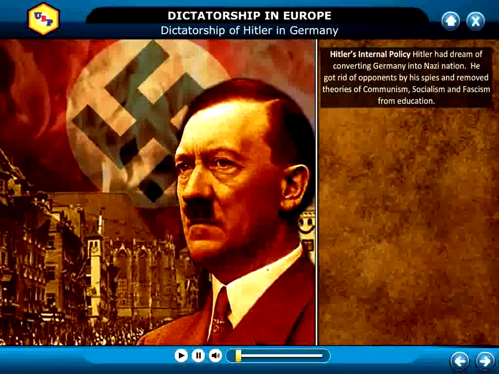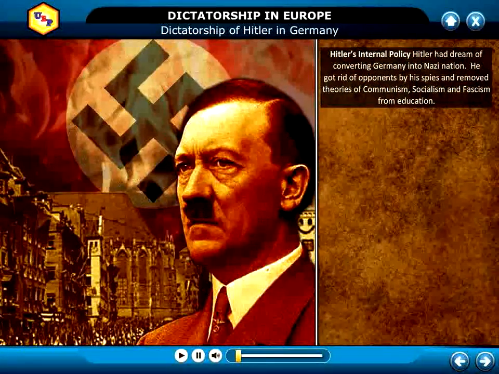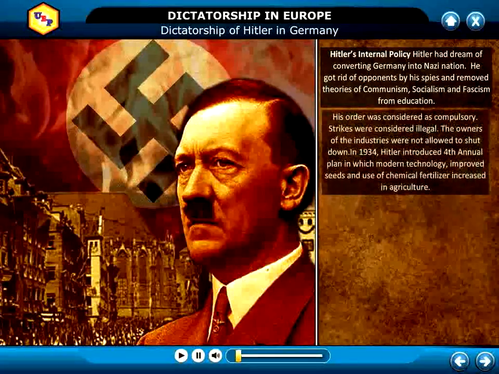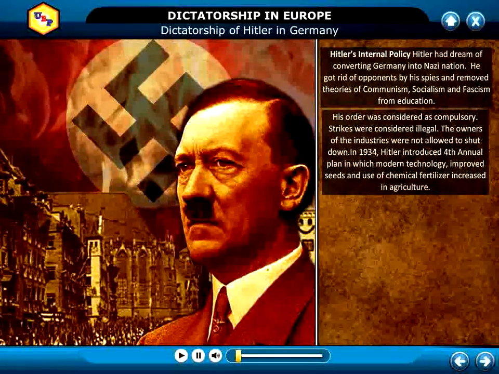Hitler's internal policy. Hitler had a dream of converting Germany into a Nazi nation. He got rid of opponents through his spies and removed theories of communism, socialism and fascism from education. His order was considered compulsory. Strikes were considered illegal. The owners of the industries were not allowed to shut down.